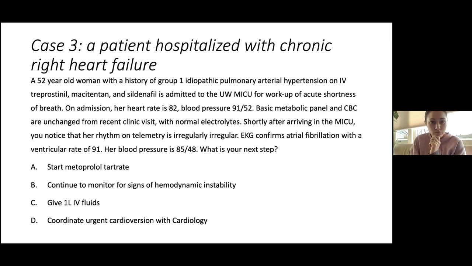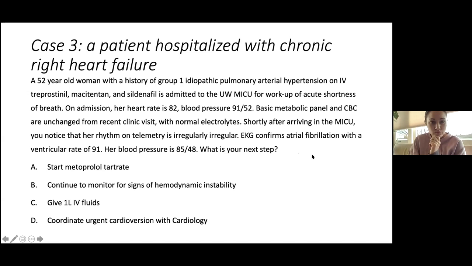On admission, her heart rate is 82. Her blood pressure is 91 over 52. And I'll mention that this is pretty close to her baseline blood pressure. She's usually in the 80s to 90s systolic. And that's a matter of the treprostinil. It can cause systemic hypotension chronically. BNP and CBC are unchanged from a recent clinic visit, normal electrolytes.